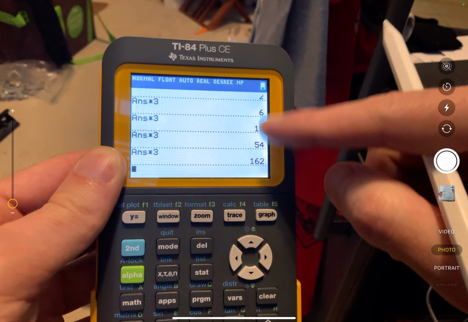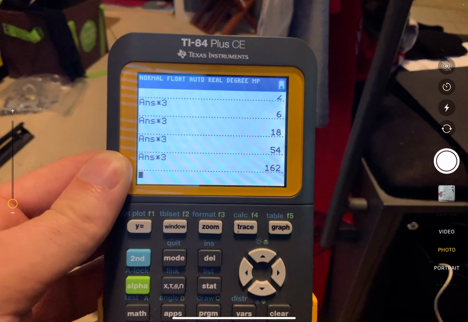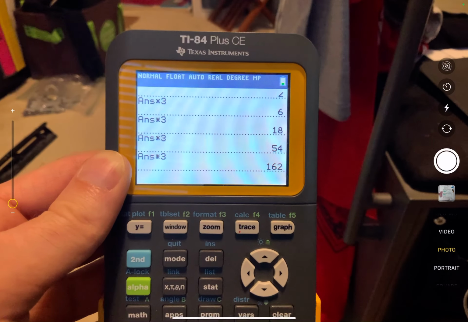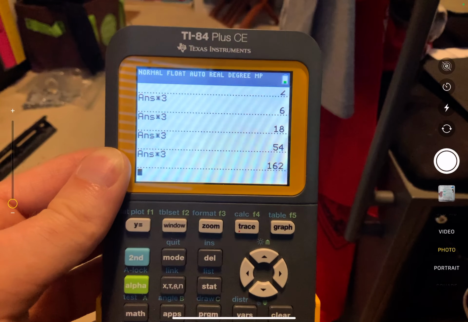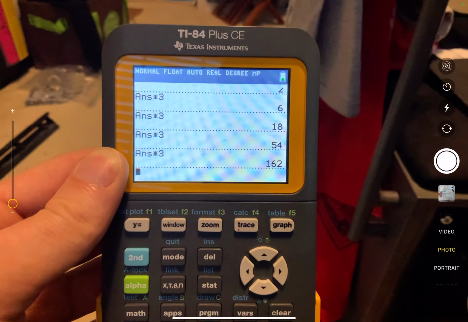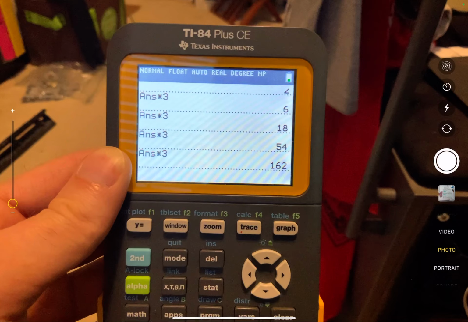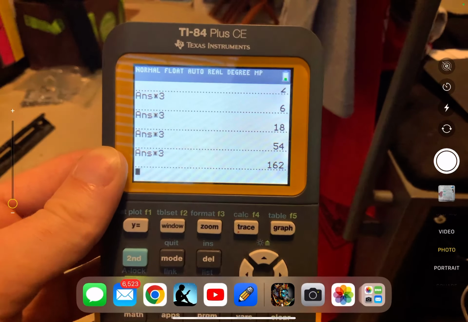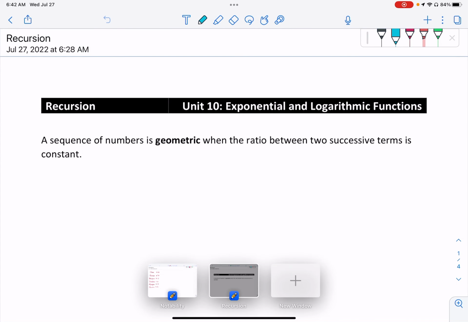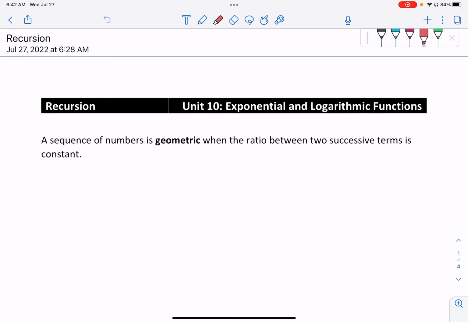And this type of sequence is called a geometric sequence. And we're going to see how we can write a formula for that in 2 different ways, recursively and explicitly. Here, let's take a look. A sequence of numbers is geometric when the ratio between 2 successive terms is constant. Ratio, of course, means I'm dividing my 2 terms. And this ratio here, we call the common ratio.